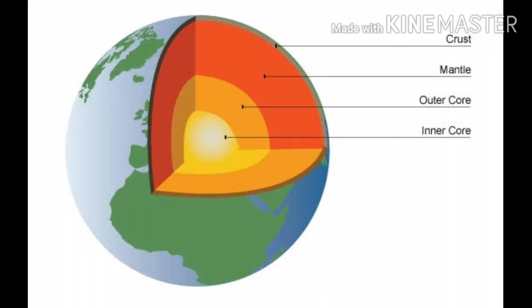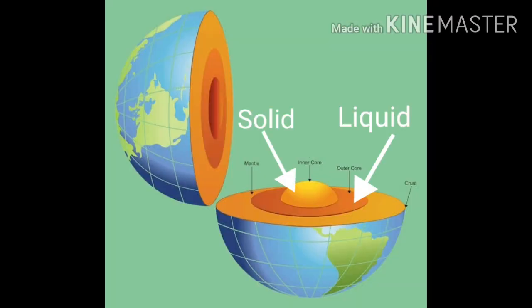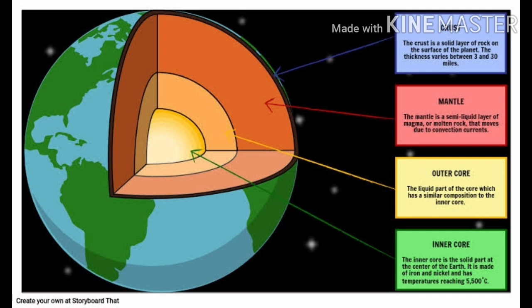Now let us discuss in brief about the phenomena that causes the Earth's magnetic field. As you can see in this diagram, the Earth's core consists of inner core and outer core. The inner core is solid due to high pressure. However, the outer core is liquid due to lower pressure and high temperature. This liquid is composed mostly of iron and nickel.